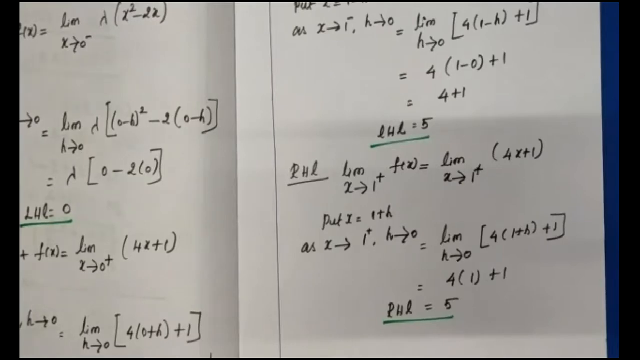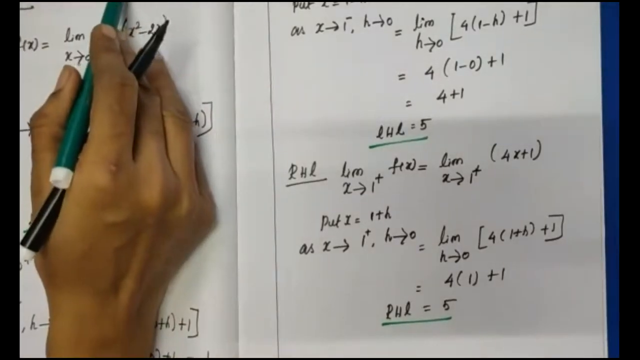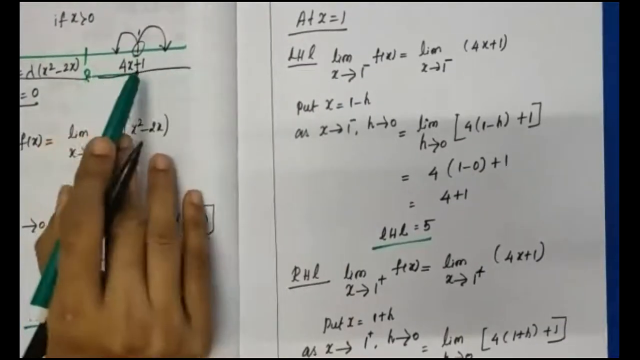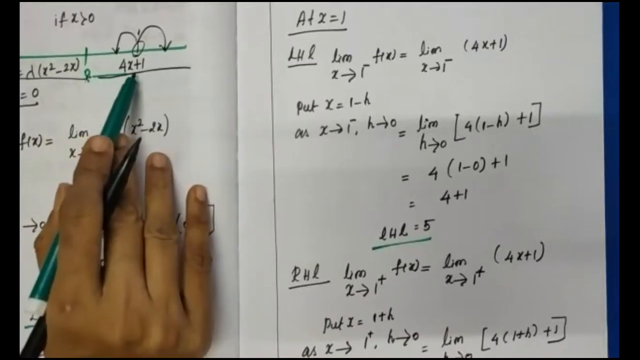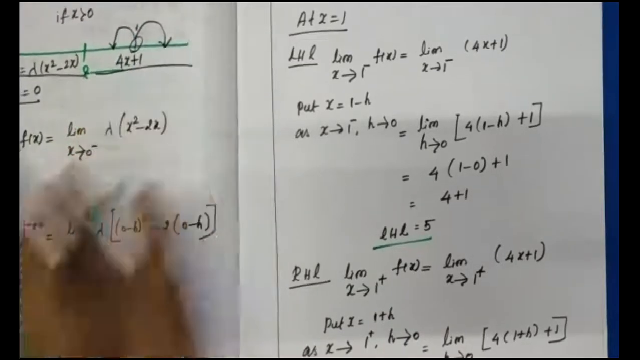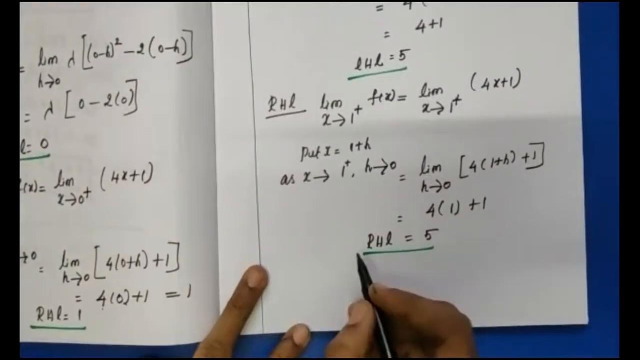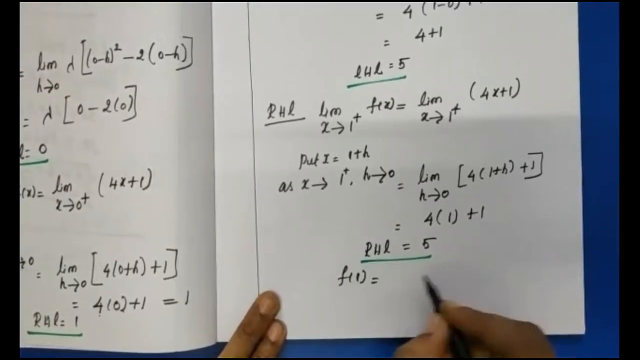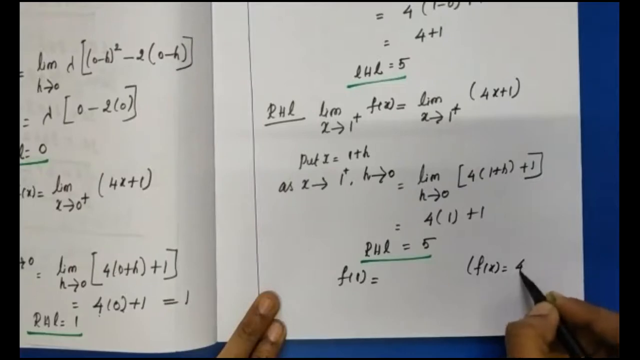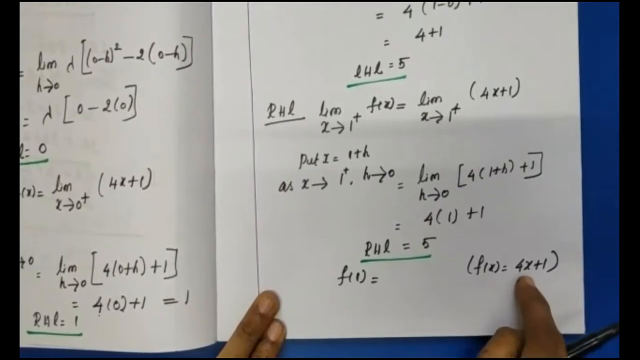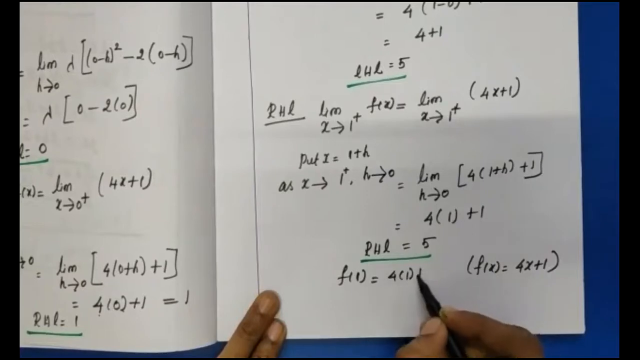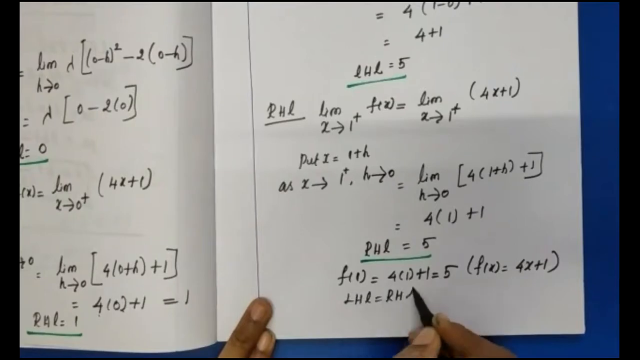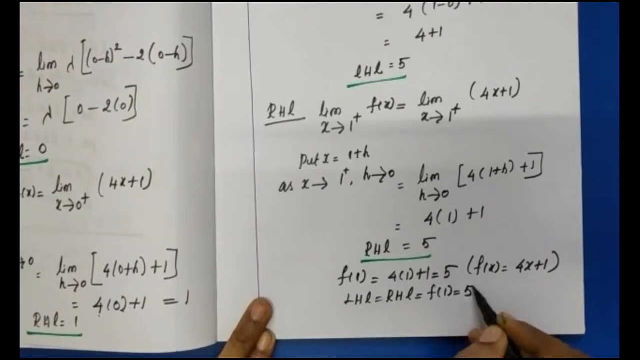Now if you look at f of 1, to the right of 0 the function is completely 4x plus 1. Exactly at 1 also the function is 4x plus 1. So f of 1: the function f of x is equal to 4x plus 1, substitute x is equal to 1, we get 4 into 1 plus 1, which is equal to 5. The left hand limit is equal to the right hand limit is equal to f of 1, which is equal to 5.